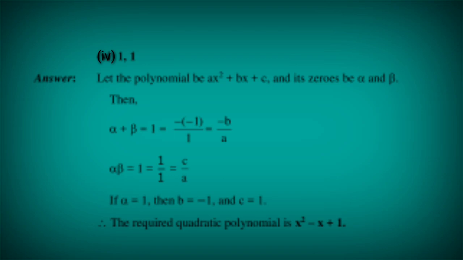So what about b now? b is minus 1 and a is 1. So now alpha into beta. Alpha beta is c divided by a. That is given as 1, so this 1 can be written as 1 divided by 1. So c is 1 and a is 1. Comparing these values with the standard form, a equals 1, b equals minus 1 and c equals 1. Therefore the required quadratic polynomial is x square minus x plus 1.